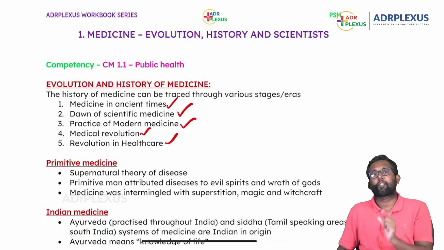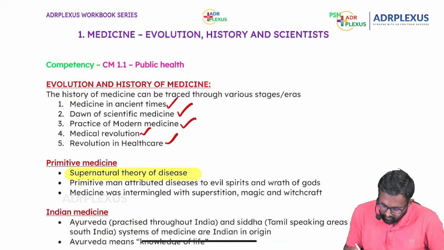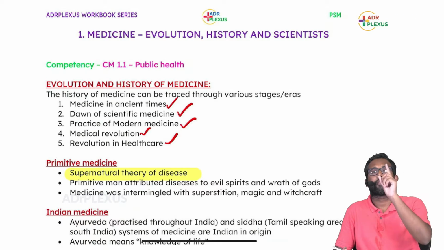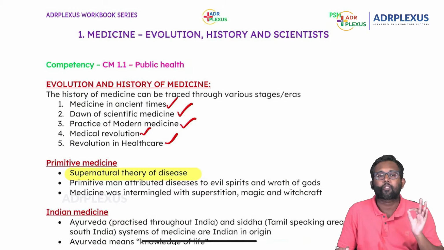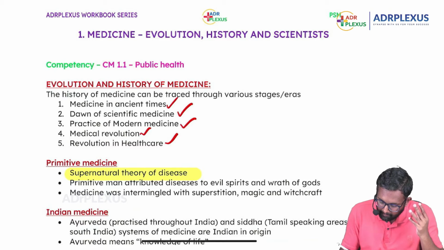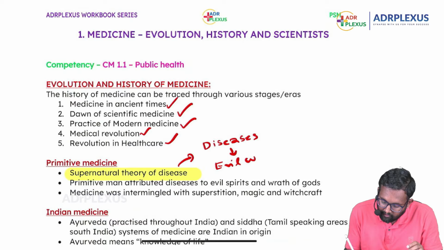So first, primitive medicine. The first point is, what is supernatural theory of disease? In this chapter, the first point is supernatural theory of disease. What is the supernatural theory? It is nothing but that diseases are caused due to the evil wrath of gods.